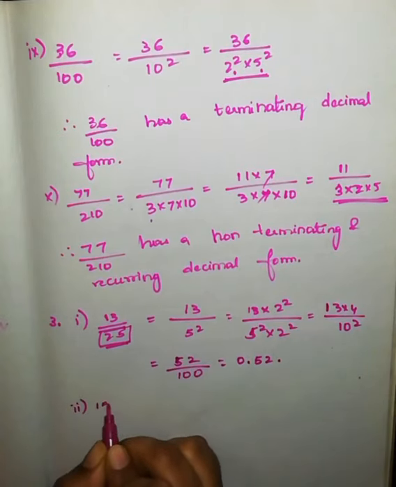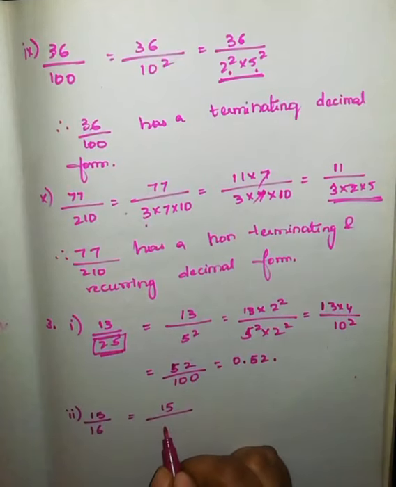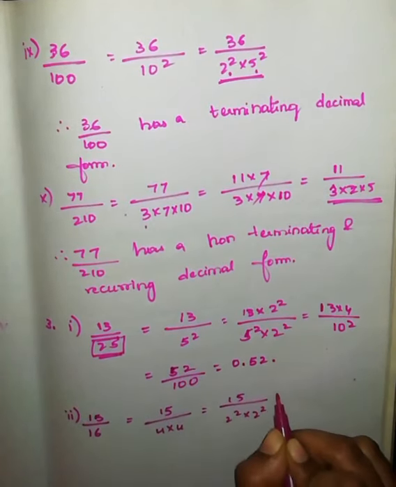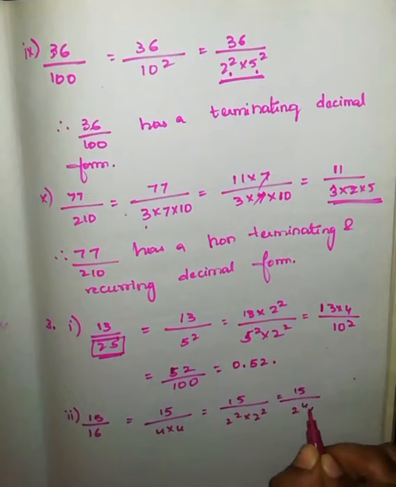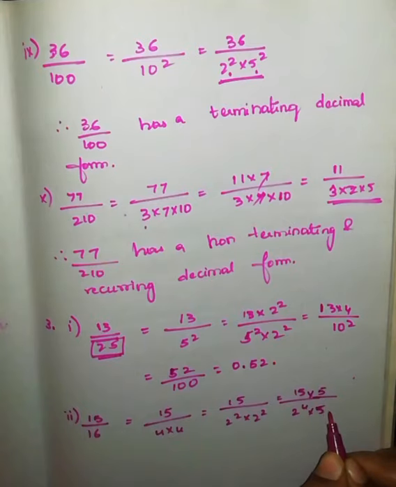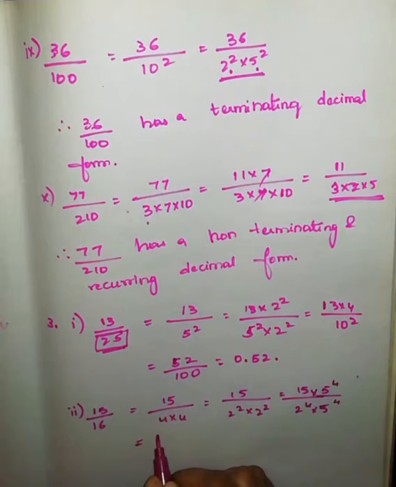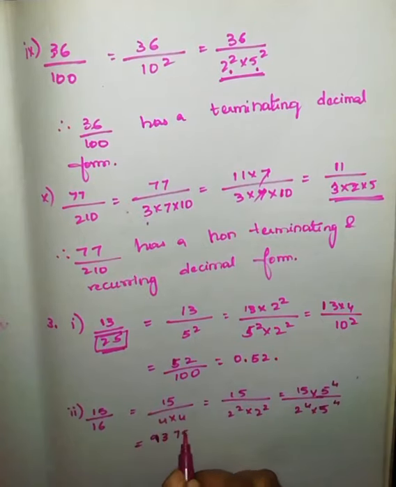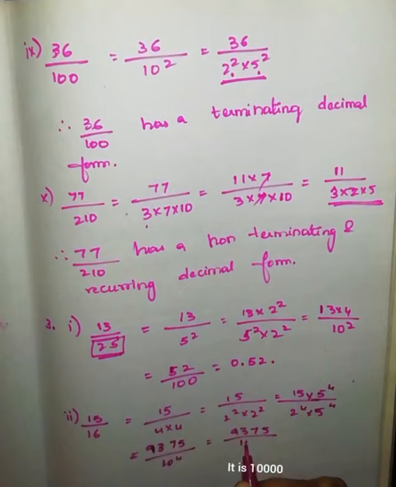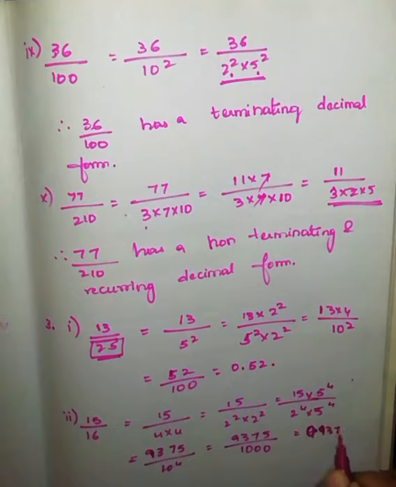Second question is 15 by 16. Here the denominator can be written as 4 into 4, which is 2 square into 2 square, which is 2 to the power of 4. Here 5 is missing, so we have to multiply numerator and denominator by 5 to the power of 4, which will become 15 into 5 to the power of 4 is 9375 divided by 10 to the power of 4, which is 9375 divided by 10000, which is 0.9375.